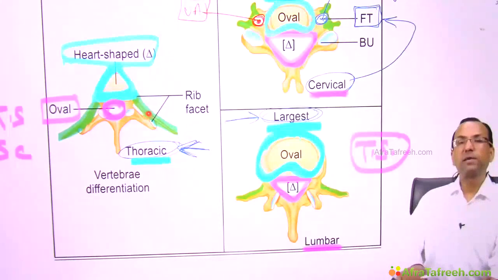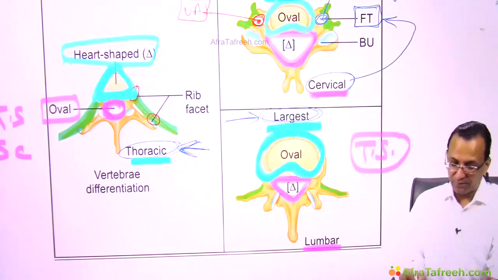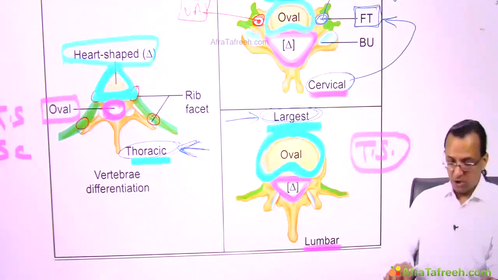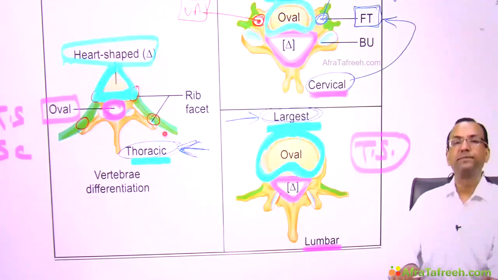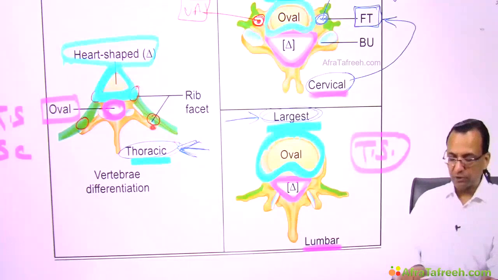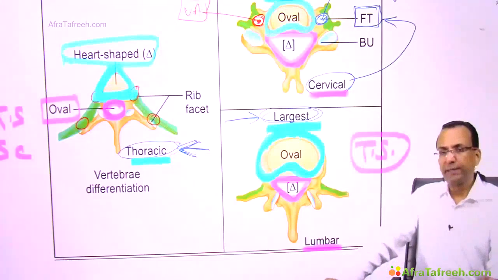And what about the feature of the thoracic vertebra? If it's a thoracic vertebra, it has ribs, so you will have rib facets. See, this is a rib facet and a rib facet. Where? On the body of the vertebra and the transverse process of the vertebra. So the body and the transverse process will have rib facets. Yes.